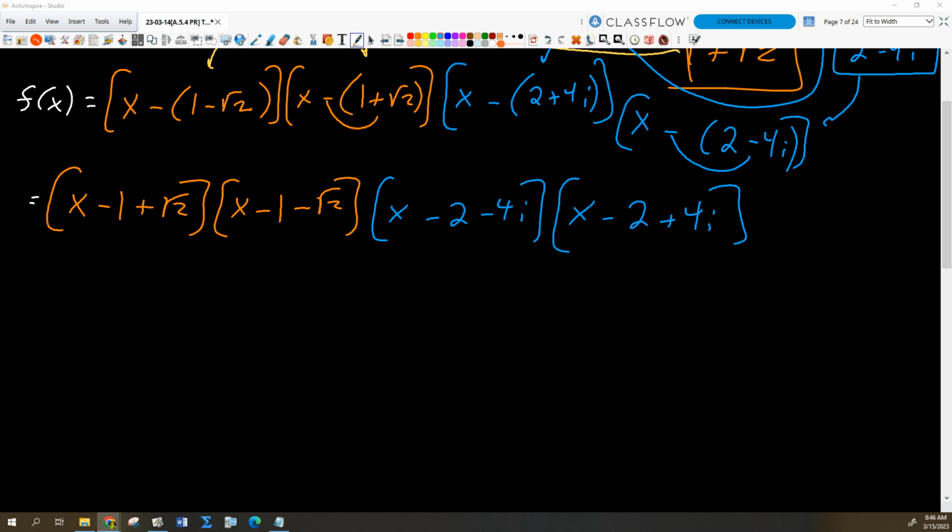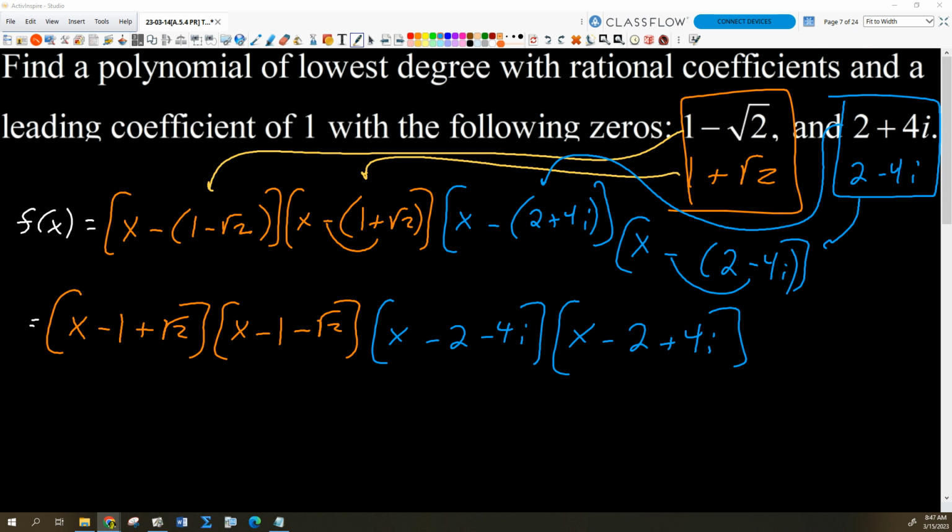Okay, that looks like a lot, right? I mean, think about that. I've got 4 factors to multiply together. I can multiply those in any order I want to. Every time I multiply 2 of these together, it looks like I'm going to have to distribute 3 terms to 3 terms. That looks like a mess. Okay, but there's a great trick here. Whenever you have zeros that include 2 terms, like we do, each of our zeros are conjugates, and they each include 2 terms.